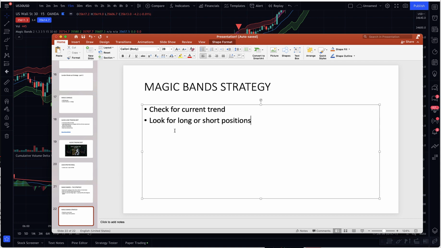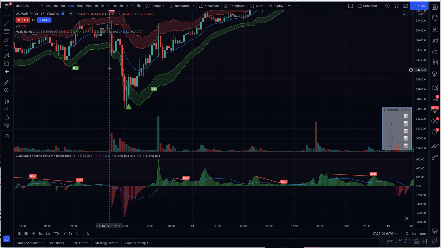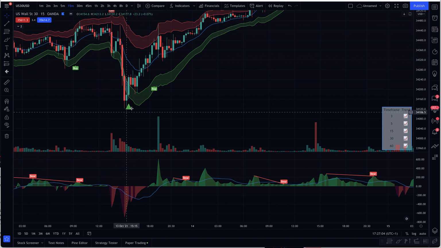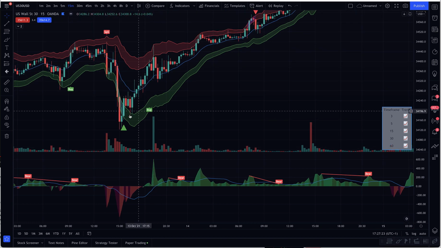So when we have a pullback retracement, ideally we can see something like this. When we have a retracement down, you will see this green triangle, and you will see that the price is coming back inside the bands. You will also use this indicator, which is called delta volume, and you can see very clearly here that our volume is increasing. So this is another signal. And the third confirmation, we have a confirmation of an uptrend. So let's say we have a couple of entries here.